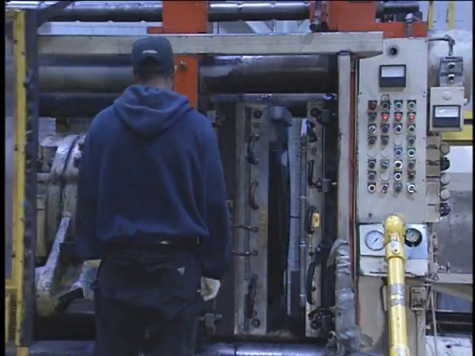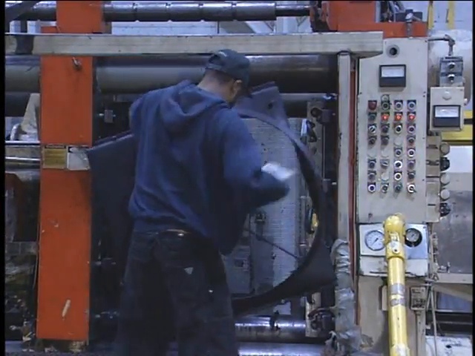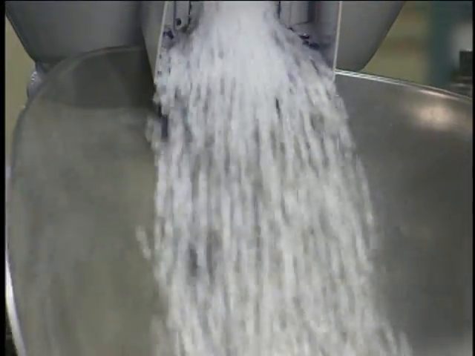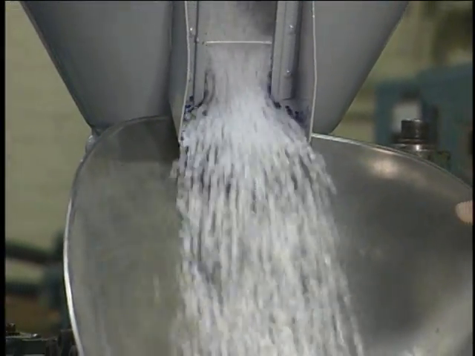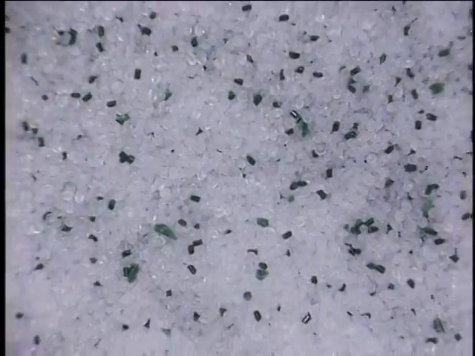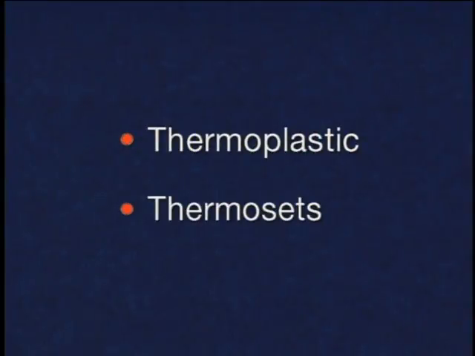To better understand the injection molding process requires understanding some properties inherent in plastic itself. The simplest definition of a plastic is any natural or synthetic polymer that has a high molecular weight. There are two types of plastics: thermoplastic and thermosets.